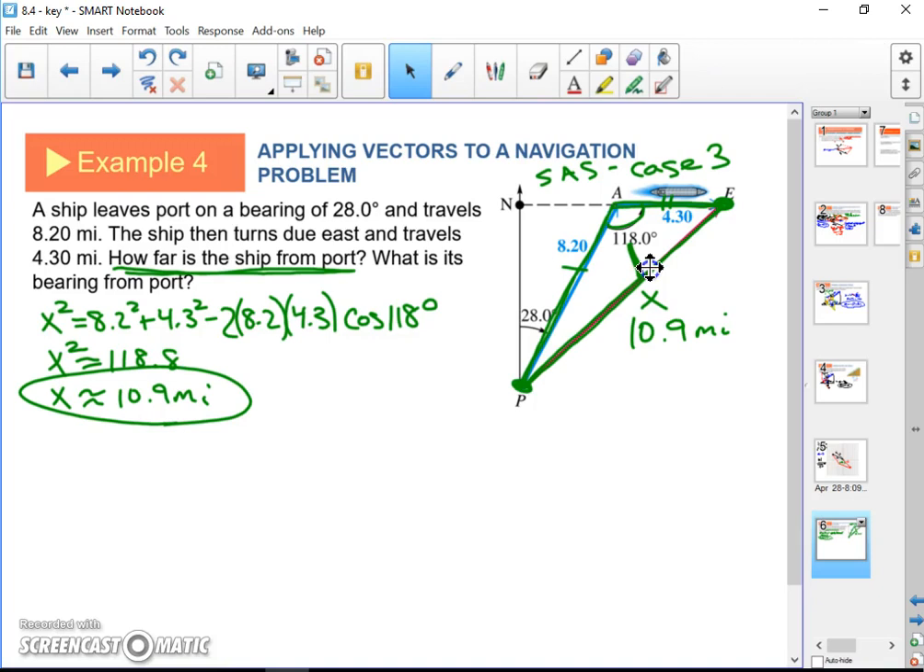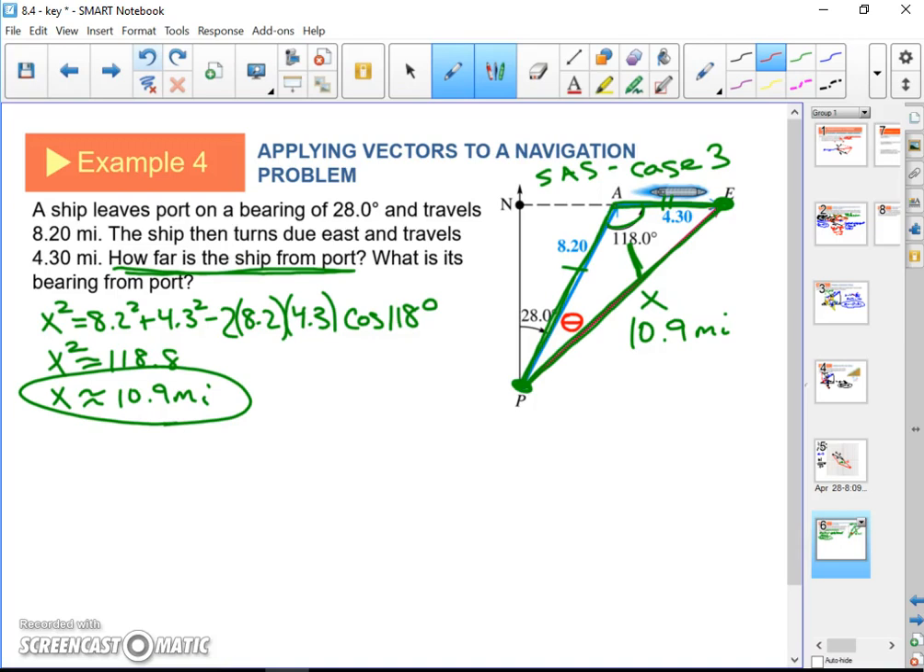Now, what is the bearing from port? Bearing. Again, you need to know what bearing is. Bearing is the direction, clockwise from north. And so if you think about bearing, clockwise from north, it's going to be this angle right here. So what we're going to need to do is find this angle and then add 28.